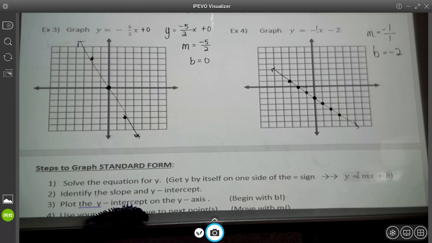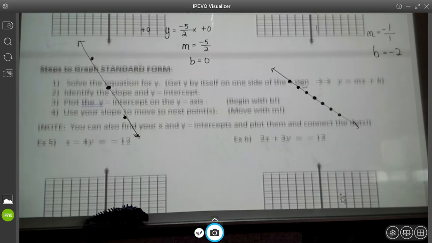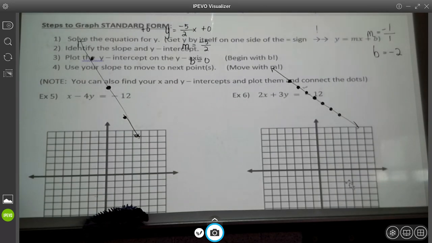All right, so now, if they don't give it to you in slope-intercept form, then they're gonna give it to you guys in standard form. And like I said, it's not that bad. We can change it up. It's just a little bit more work to get started.